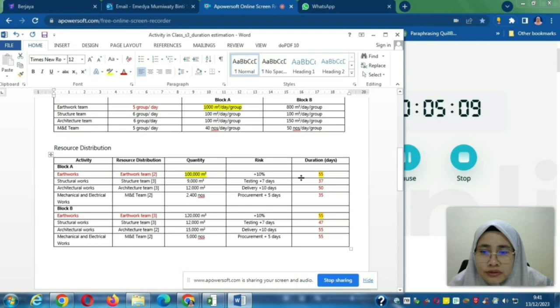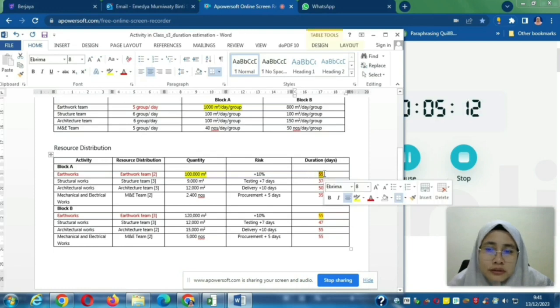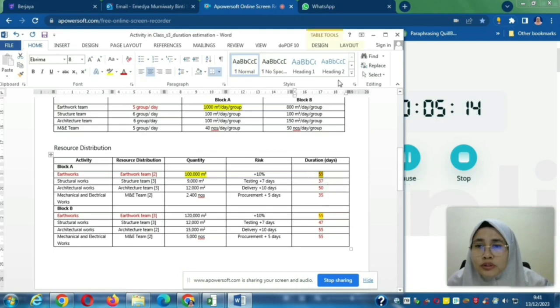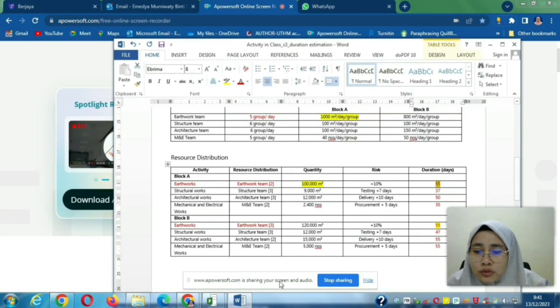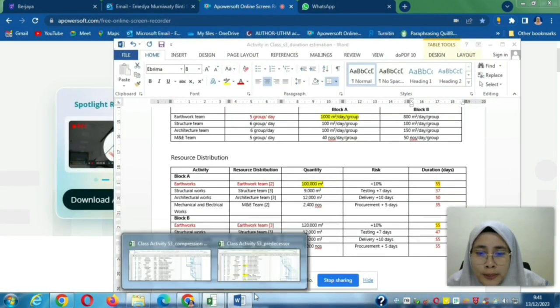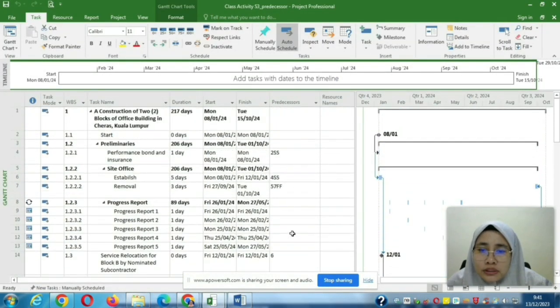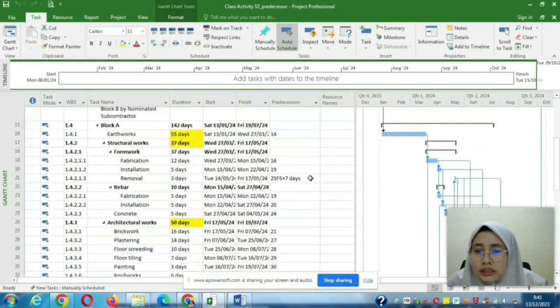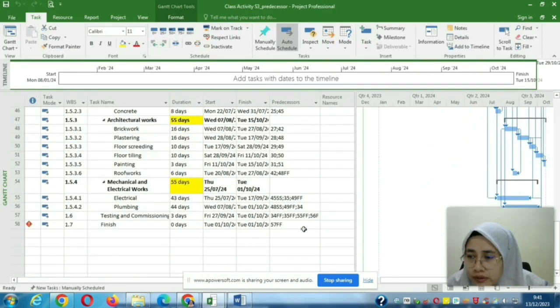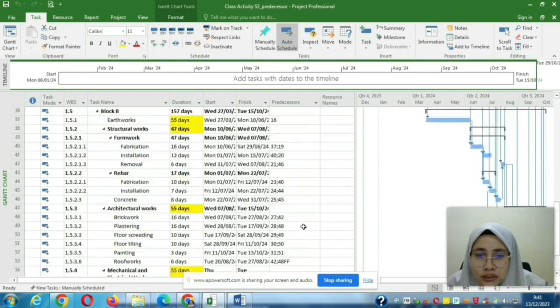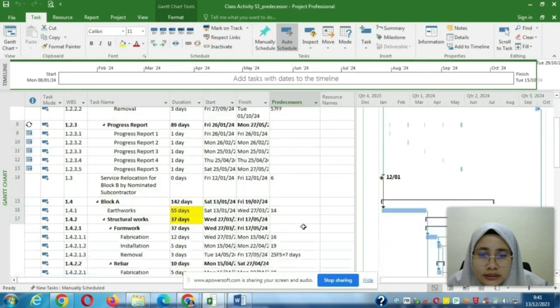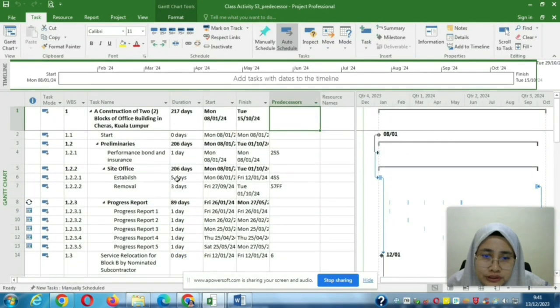So this 55 days you just write here. Okay, so next what you need to do is go to the Microsoft Project file. This is your Microsoft Project file. After you have completed keying in the predecessor, or after you have completed putting the relationship between tasks, then you can insert the data for the duration of each activity or each task.